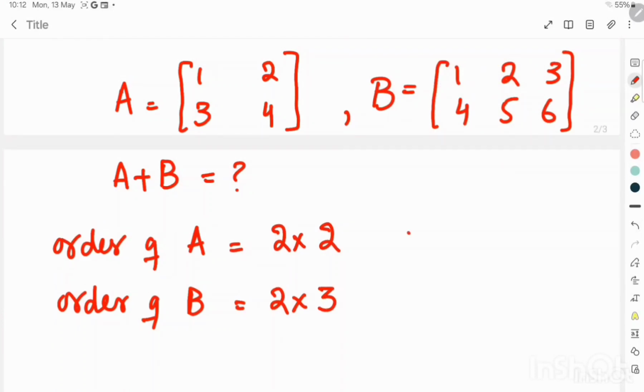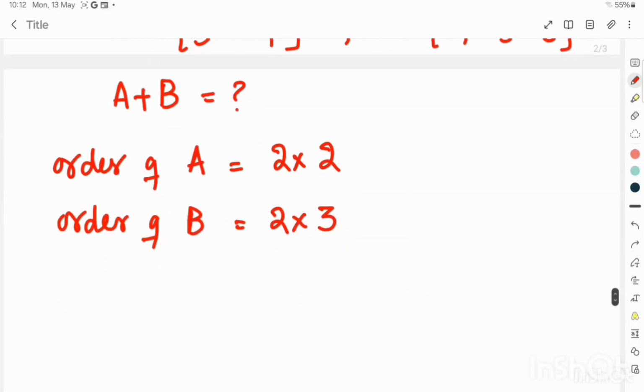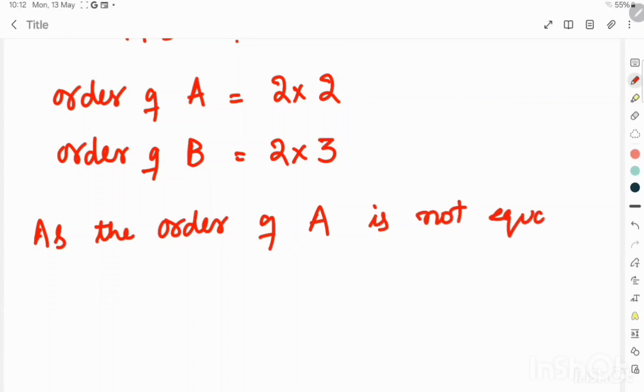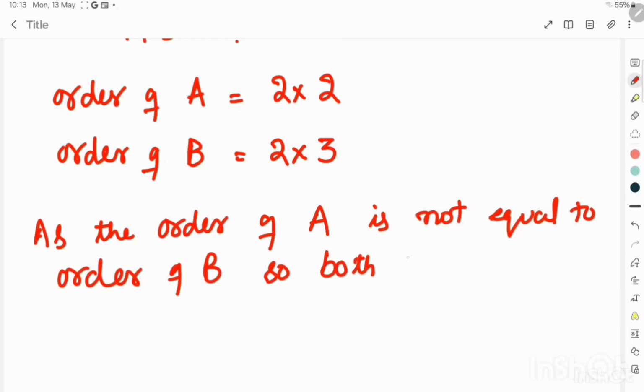Here you can see the order of matrix A is 2 cross 2, while the order of matrix B is 2 cross 3, which is not the same. So it means that we cannot add both matrices. So we can write that the order of matrix A is not equal to the order of matrix B. So both matrices are not compatible for addition. That is, addition is not possible.